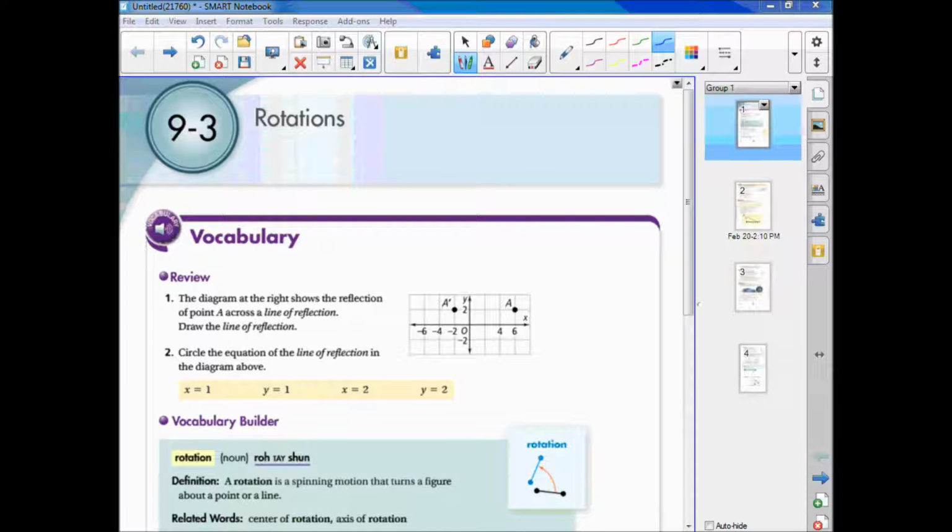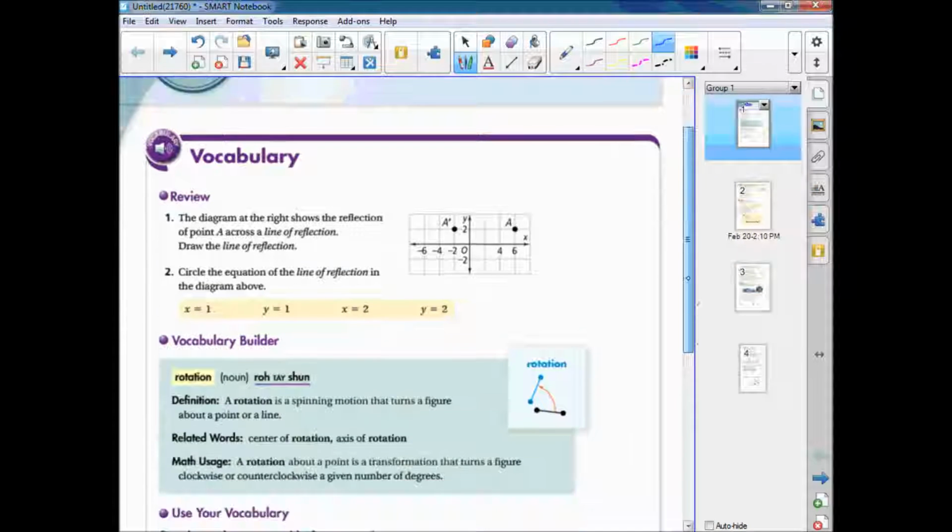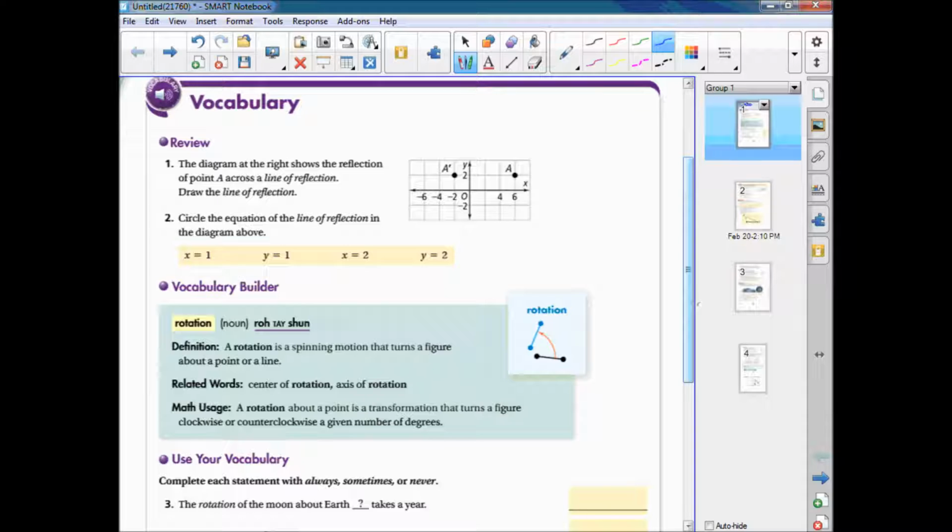Today we are covering section 9-3, rotations, and this is our last isometry. So this is the last transformation that will not change the size of the shape. So this will make congruent images and pre-images. All right, so review here.